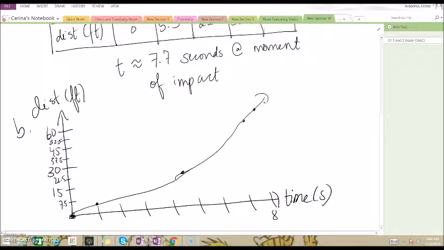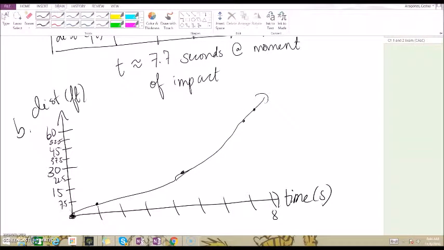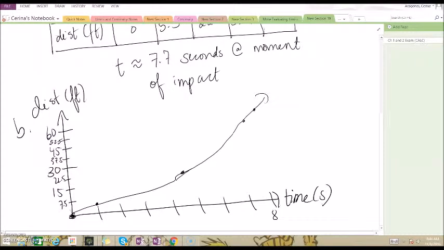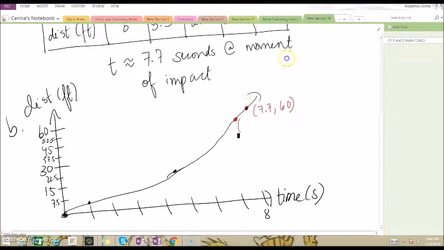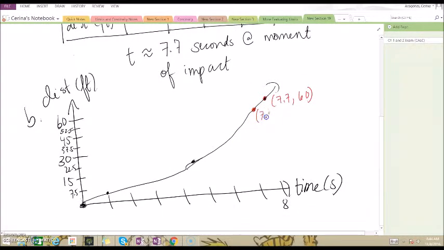Then you were supposed to draw a secant line through 2 points on your graph. The problem said one of your points should be the moment of impact, which as we know is at 7.7 seconds and 60 feet. The most obvious choice for the other point is the one closest to your moment of impact because that's the most accurate secant line. So we're going to choose our other point to be here at 7.3. So here's your secant line.